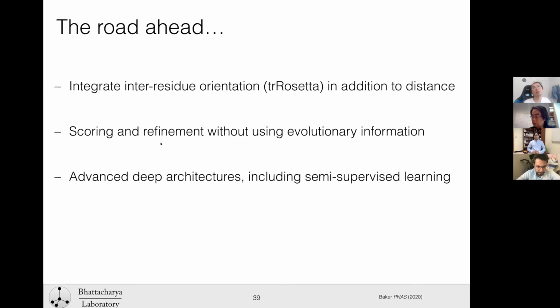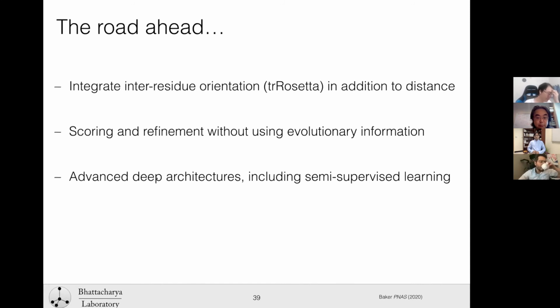This is important because many of the protein families in the PFAM database do not necessarily have deep sequence alignments. So we really need to get rid of our dependency on MSAs and come up with a pure ab initio method. We can also try advanced deep architectures. I already mentioned that deep learning is a very active area, so we can try many different recent developments in deep architectures.